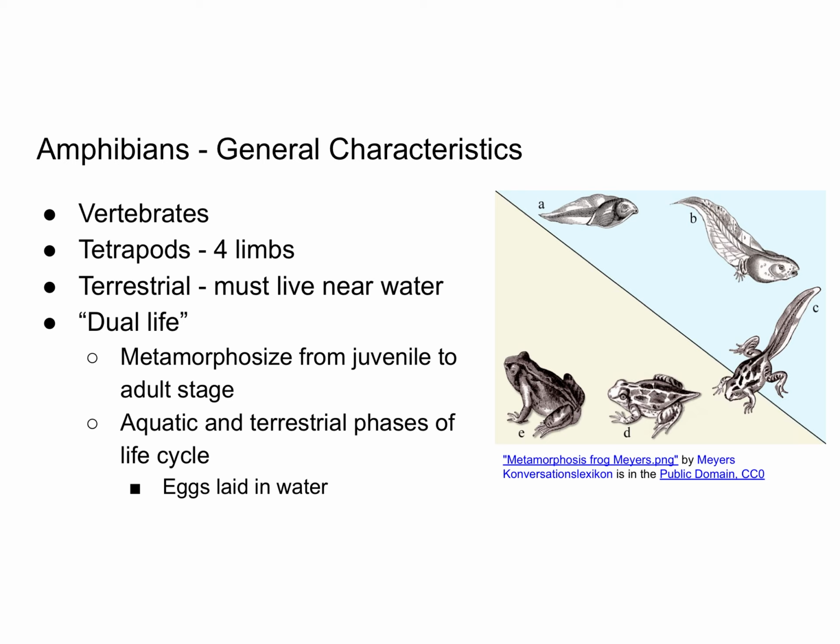Some general characteristics about amphibians. They are vertebrates, so they are in that subphylum Vertebrata. They are tetrapods. Tetra means 4, and pod means foot. So they have 4, in this case, limbs, but 4 feet. They are terrestrial, but they have to live near water, so they're limited as to where they can live. The name amphibian actually translates to dual life or 2 lives.